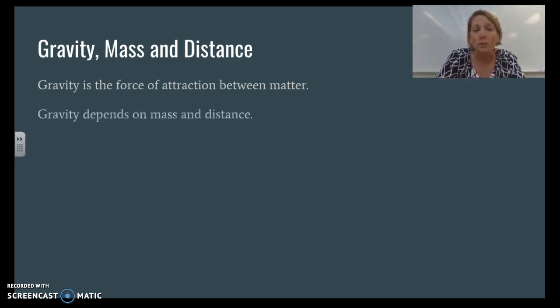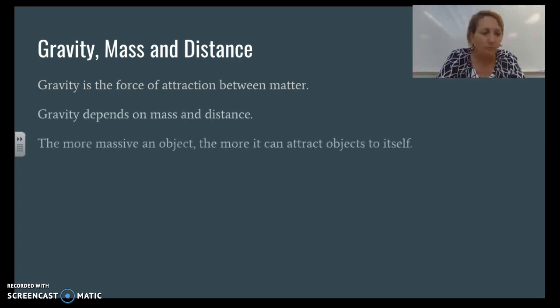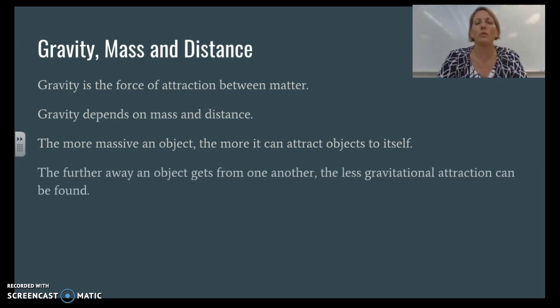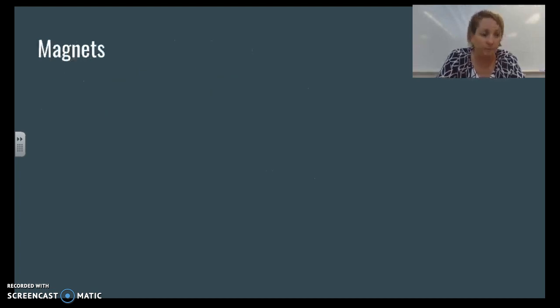Gravity depends on your mass and how far you are from that gravitational pull. The more massive an object, the more it can attract objects to itself. So things with a larger mass will have more gravity pulling them down. The further away an object gets from one another, the less gravitational attraction can be found. So as we move further and further away from the sun, the less gravitational pull the sun would have on us.